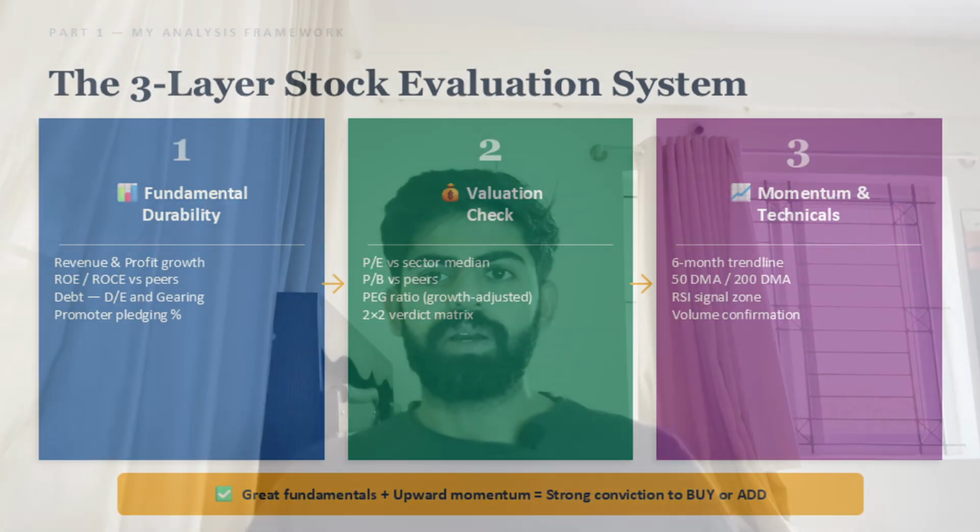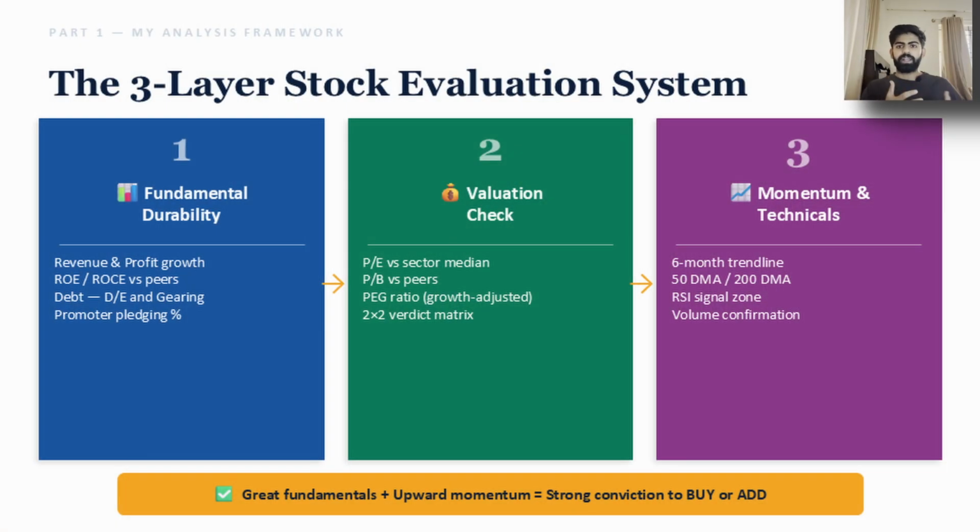Before I buy any stock or even think about it, I run it through a 3-layer check, which is basically the fundamental durability of the business, the valuations of the business, and the current momentum of that stock. Let's break each one down. First is fundamental durability. Here I want to understand how strong the business is. It should not be a temporarily strong business, it should be fundamentally strong in its operations.